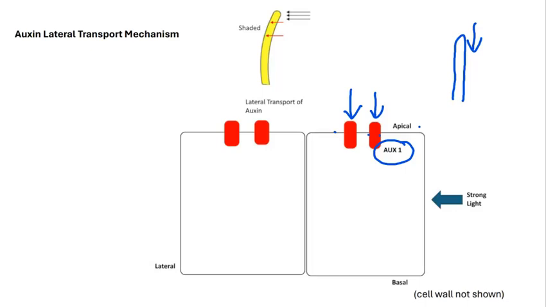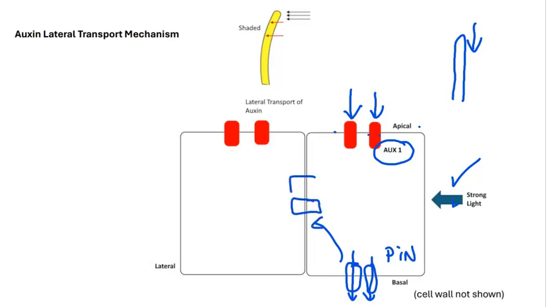Now, ordinarily, what would happen without the strong light from the side is that the auxin would then be transported downward by transporter proteins called PIN proteins or PIN transporters. However, with strong light, what happens is that the PIN transporters are relocated to the lateral membranes, and the auxin is moved towards the shaded side.